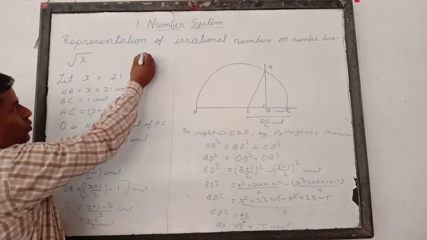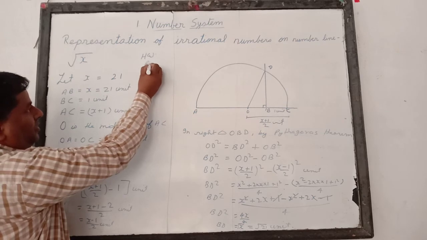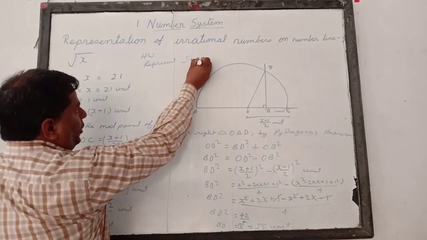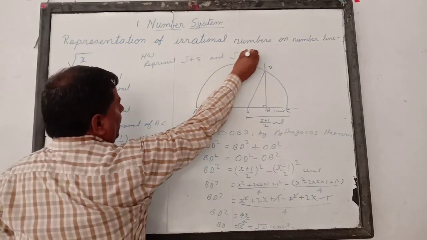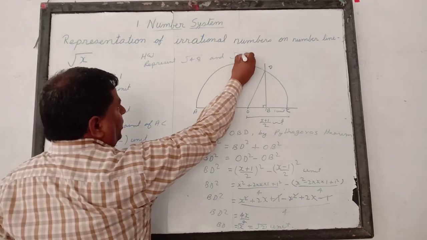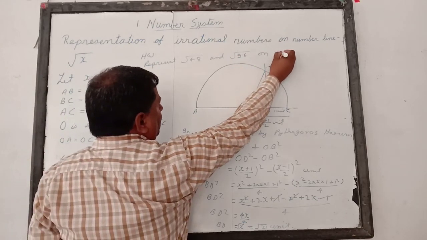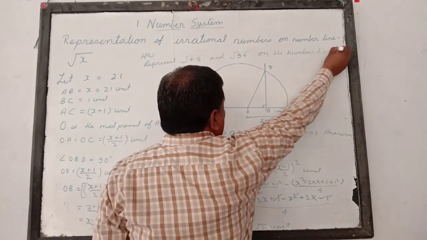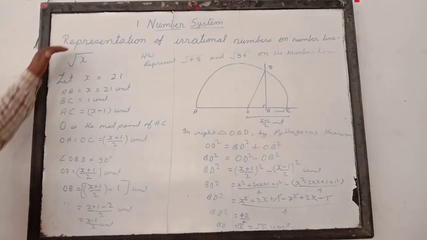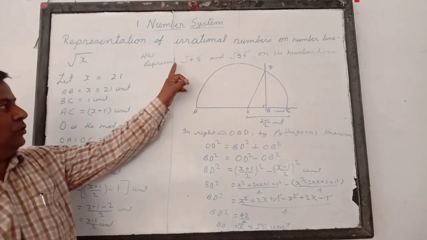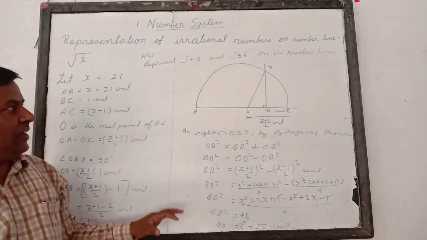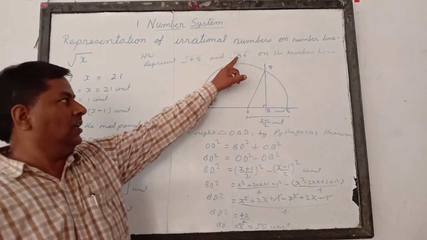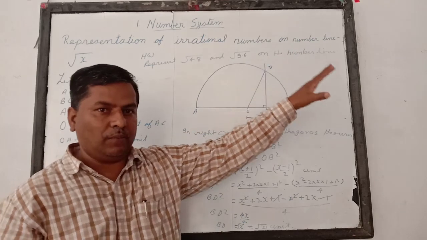So your homework is to represent under root 4.8 and under root 9.6 on the number line. First you do what I have done in your fair copy, and then you will represent these two numbers on the number line using the same method. So your homework is to represent under root 4.8 and under root 9.6 on the number line. Thank you.